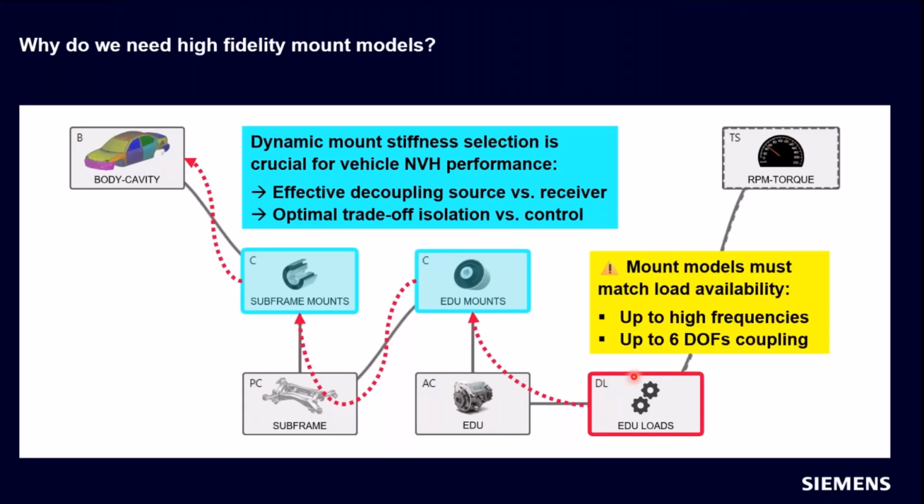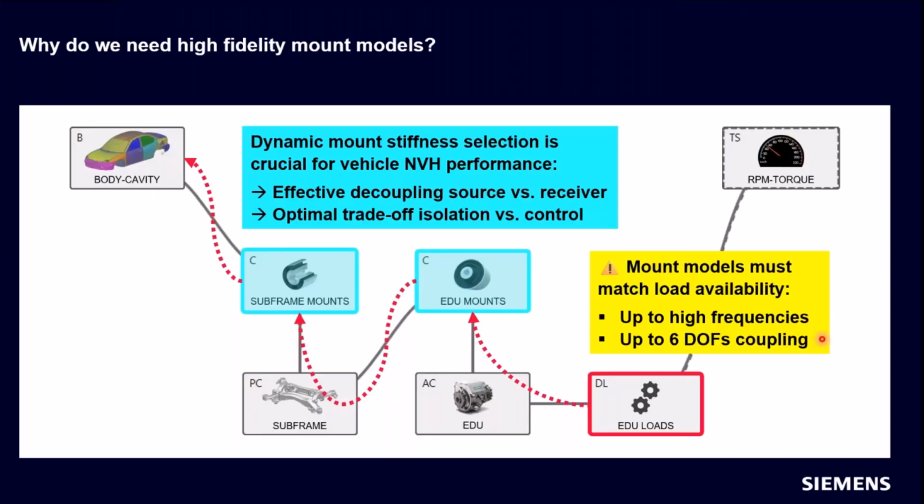Now, the difficulty is that mount stiffness is not just a fixed quantity. We call this dynamic mount stiffness because it depends on the frequency of the excitation. That also means that we need to know which stiffness we are dealing with for our mounts for the entire available range for our loads. And nowadays, with more and more electric powertrains being popular, even in hybrid vehicles, the frequency ranges we consider are much higher than they used to be. So the mount models and mount stiffness data we need have to be available up to higher frequencies.